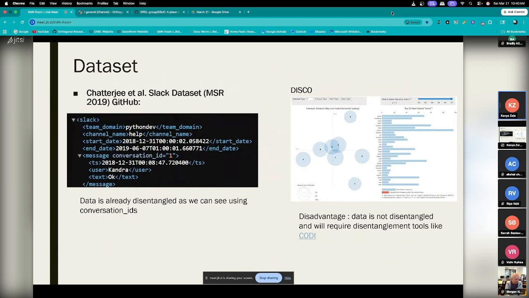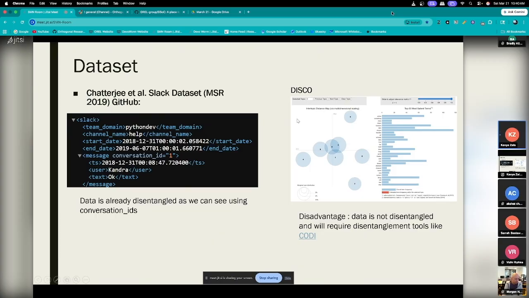This first one is the Chatterjee data set, which is basically a Slack data set, and its advantage is that it's already disentangled. So the threads are already disentangled in it, as you can see, the conversation IDs. So you do not have to manage different threads here, because normally what happens is that although there are threads, people do communicate in some other threads, and context does become entangled here.